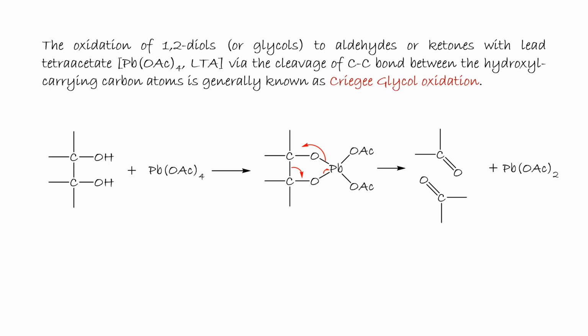Another reagent which can oxidize 1,2-diols to aldehydes or ketones is lead tetraacetate. Lead tetraacetate again forms a cyclic intermediate, a 5-member ring, which opens to 2 ketones or 2 carbonyls, and lead diacetate. See you next lecture.